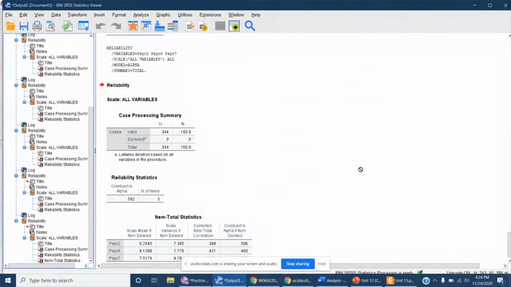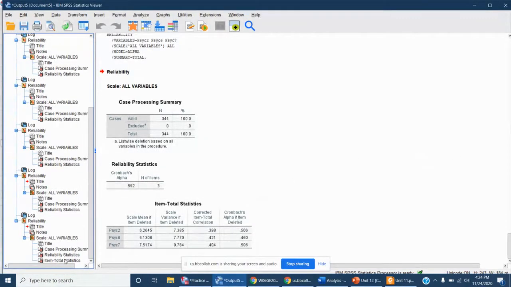Now, scale if item deleted is basically reflected by item total statistics. So I want to read the item total statistics. For question number 2 of psychopathy, if it is deleted, the value of reliability reduces further, to 0.506. So it means that it is an important question, because if we delete this question, the value reduces from 0.59 to 0.506.